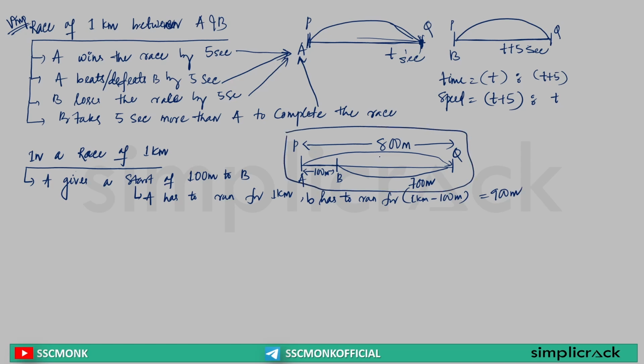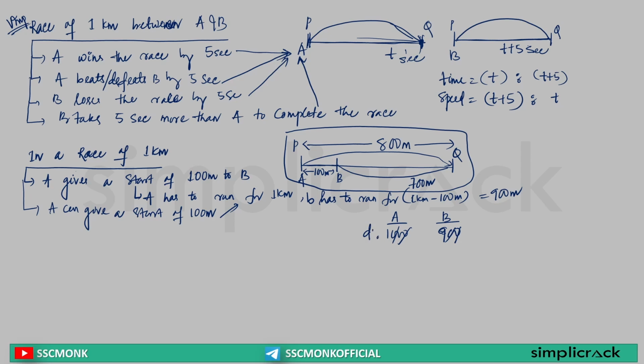If this is the distance between them and someone is giving this much head start, then what is the distance he will be covering? Here, if A gives a start of 100 meter, that means B will be running this much. Or if it is written as A can give a start of 100 meter, this means the same as this. Clear? Sir, here A is running for 1000 meter. B is running for 900 meter. What is the ratio of distance? Distance ratio is 10:9.